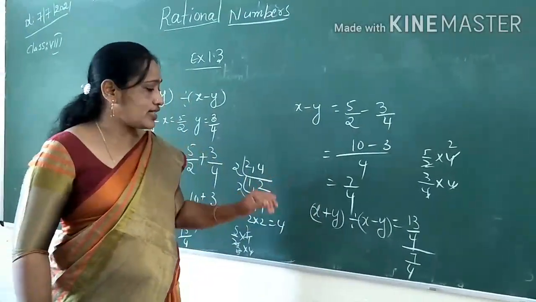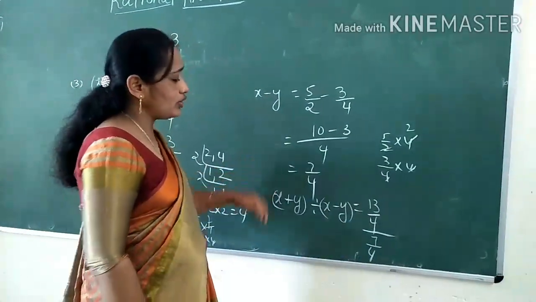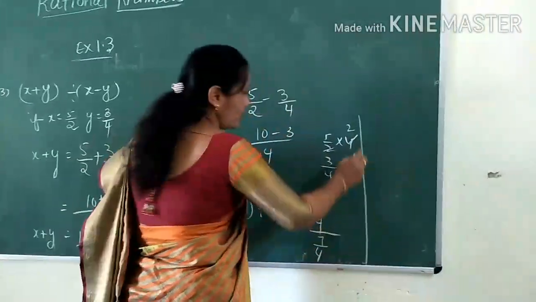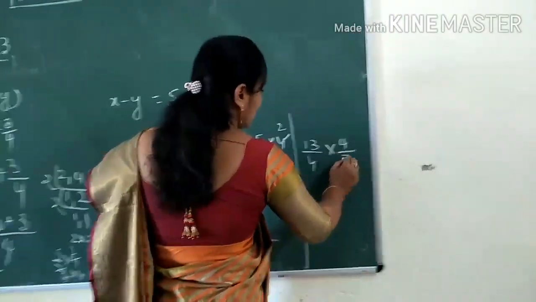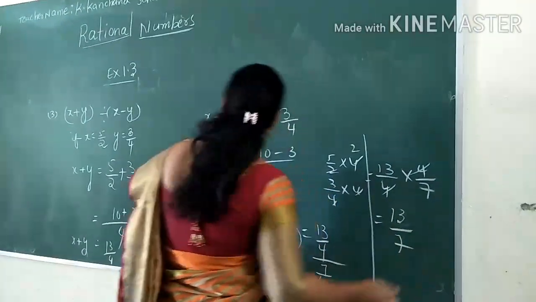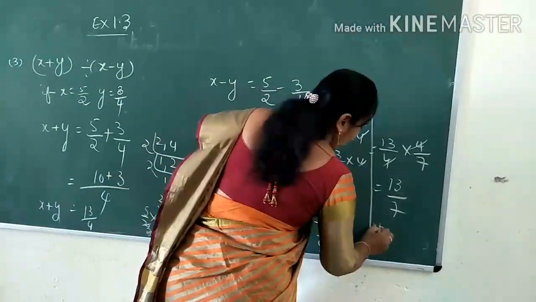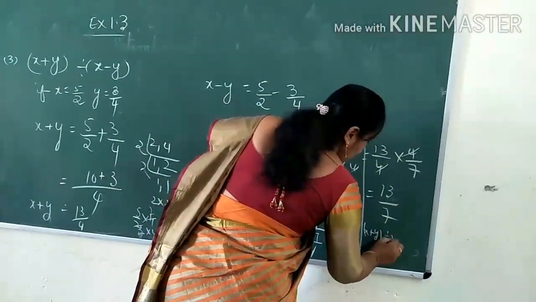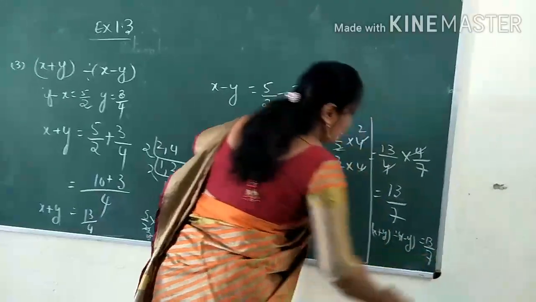The denominator is a fraction, so we take the reciprocal of the denominator: 13 by 4 into 4 by 7. The 4s cancel, so we get 13 by 7. Now x plus y divided by x minus y value, we get 13 by 7.